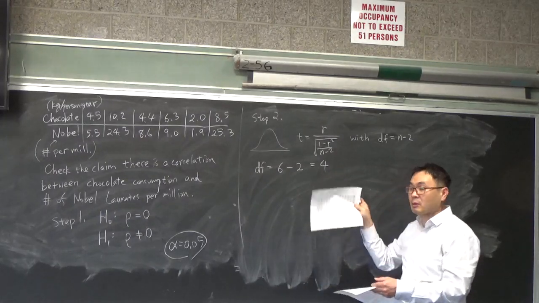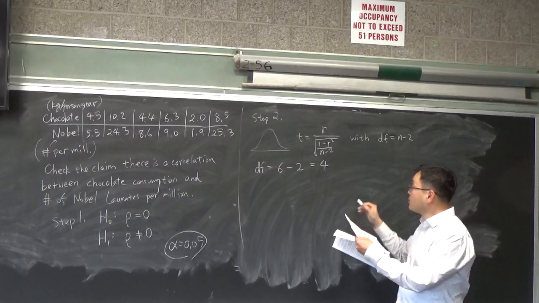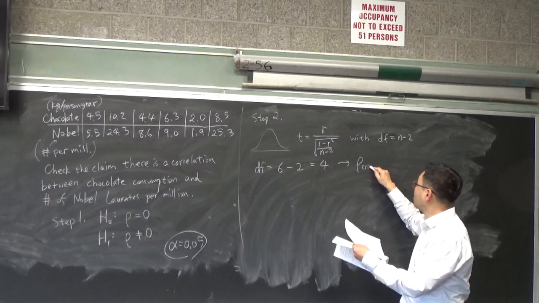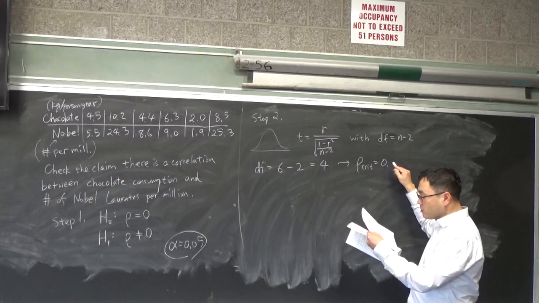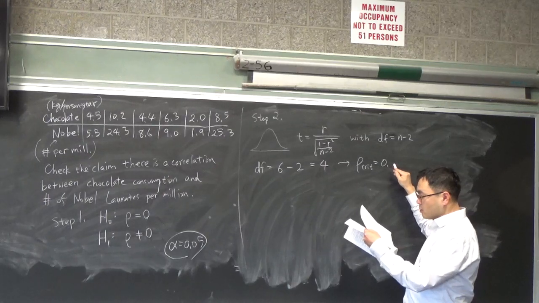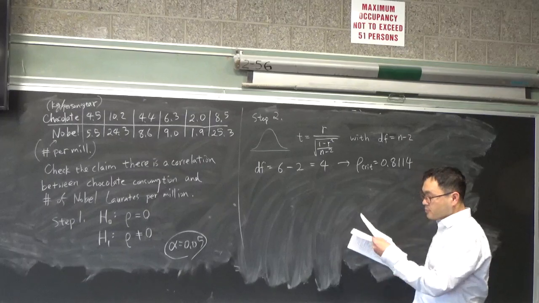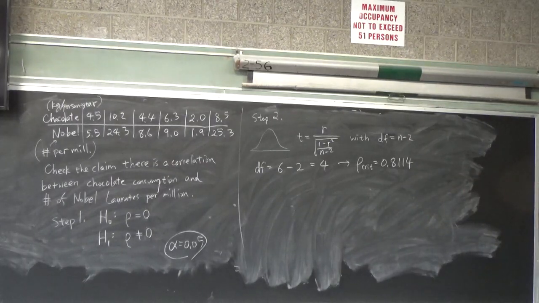So we look at the table, and rho critical is 0.8114. Okay. So that's the critical value.